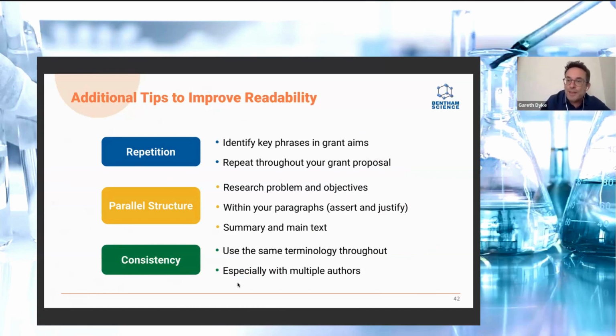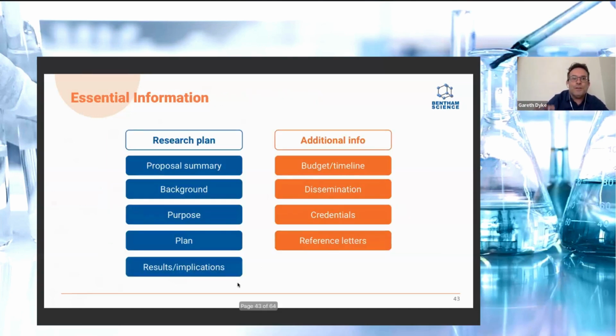Don't repeat phrases. Don't use a parallel structure. Keep the writing consistent, identifying those key phrases in the grant aims, repeating throughout the proposal, making sure you frame that research problem and objectives, and keeping the same terminology throughout. And this is of particular importance if different sections of your proposal are being written by different people. I've been in that situation. You're putting together a big network proposal. Some of it's coming from different colleagues around the world. Somebody needs to take the lead. Somebody needs to edit the proposal thoroughly so that it's all in the same voice and framing.